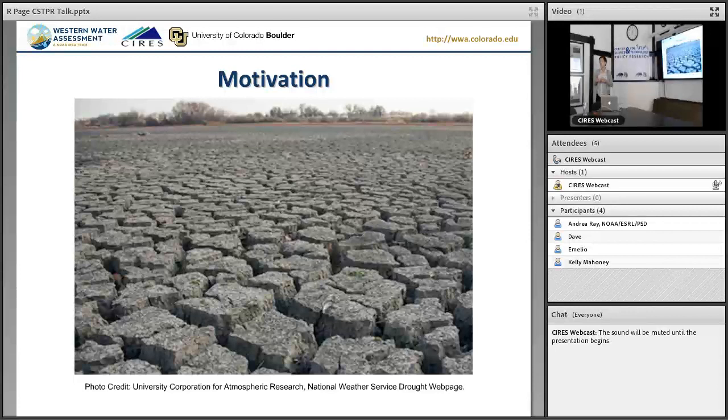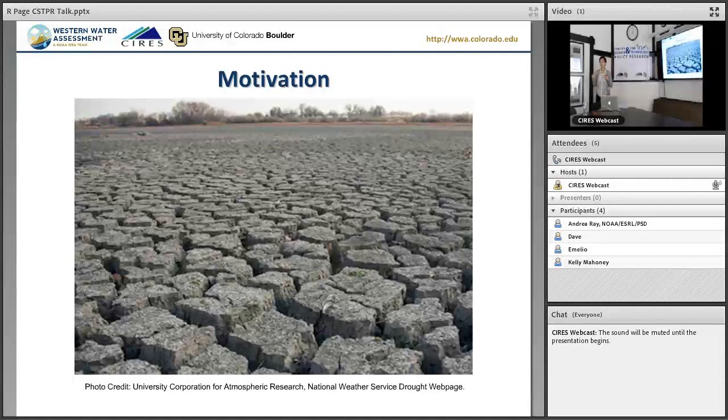A big part of what we do at the Western Water Assessment is examining the decision-making contexts of stakeholders in the region with an eye toward understanding how we can improve the production and dissemination of scientific information to support decision-making. As I'm sure everyone in this room is aware, water is a critical and scarce resource throughout the Western US.